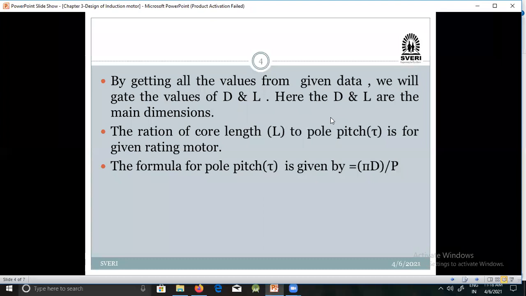If the ratio is given to you, L by tau, then use that ratio. Okay, but how to find the value of tau? Tau value we are going to find out using pi D divided by P, where D is nothing but the stator bore diameter or armature diameter. And what is that P? P is nothing but the number of poles.